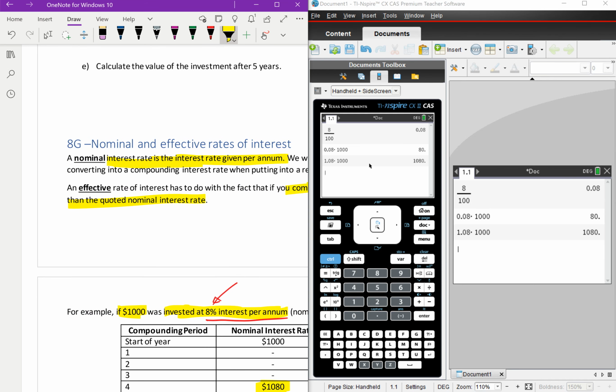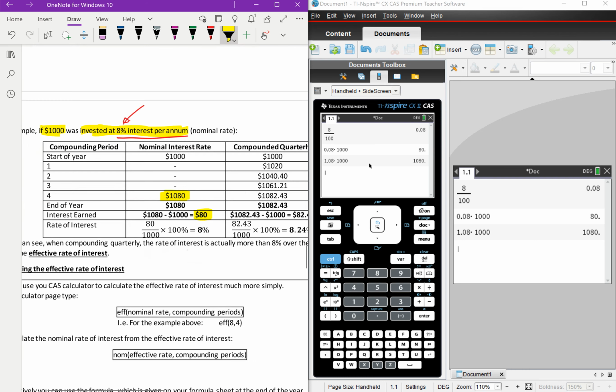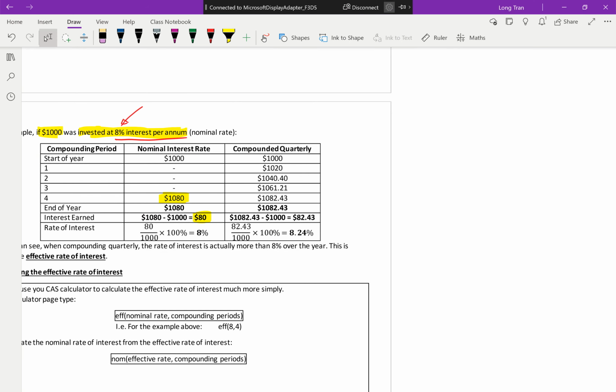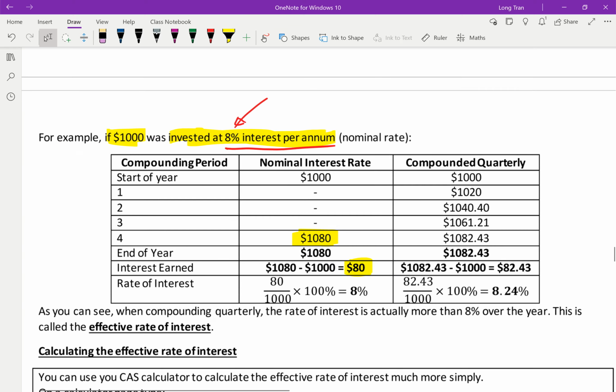So what does that mean? In this example in the table, can you see how it says nominal interest rate after 1 year, you should be getting 1,080, right? But if I compound it quarterly, that means every quarter, so every 3 months, I am going to find the interest of that current amount. So you can see here, the compounding amount is then 1,020.